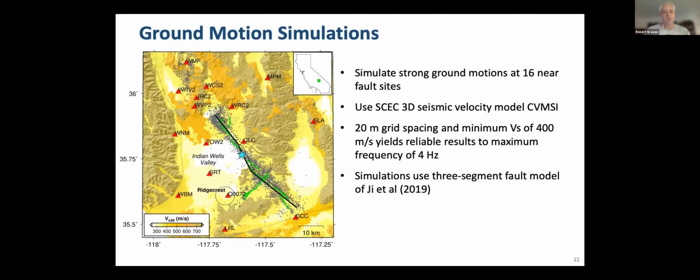Okay, so moving to the ground motion simulations, we're going to simulate the motions at these 16 sites. As I mentioned, we're using the SCEC community velocity model. The model is discretized at 20-meter grid spacing. We use a minimum shear velocity of 400 meters per second, so we're able to calculate reliable results up to about 4 hertz. In terms of the fault model, we use a 3-segment model as indicated by these black lines on the plot, with a slight jog in this middle segment. That's based on the work of G et al. in 2019.